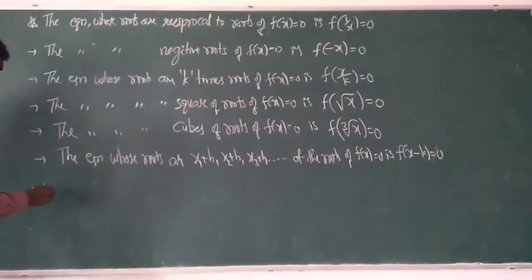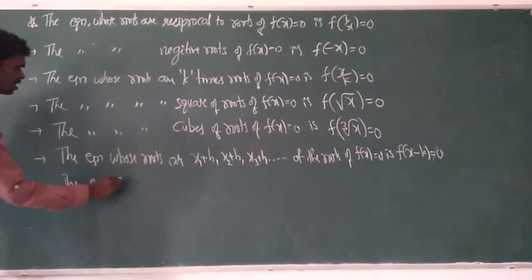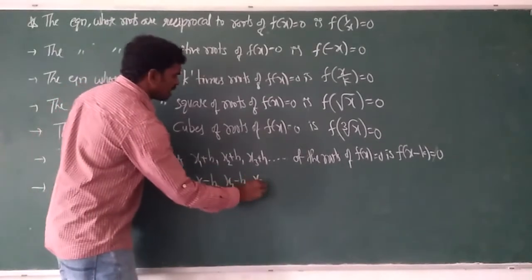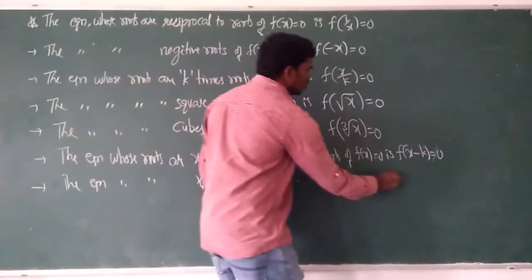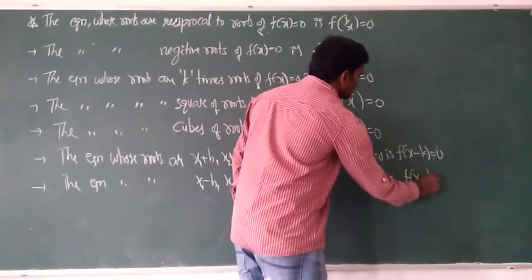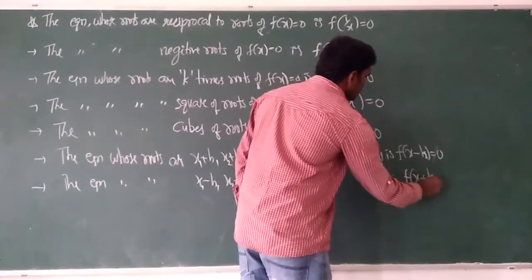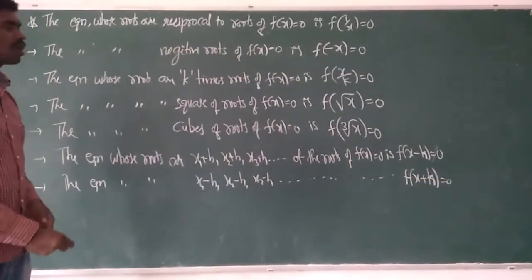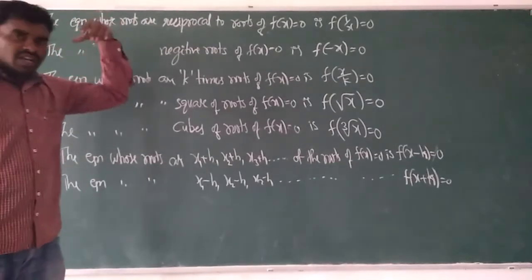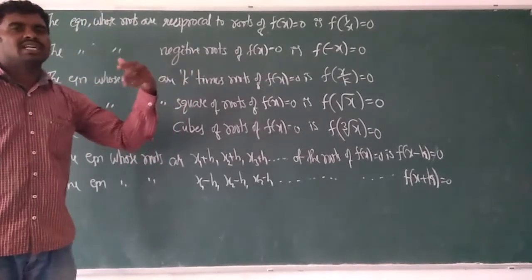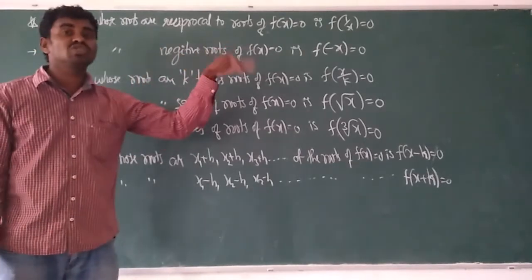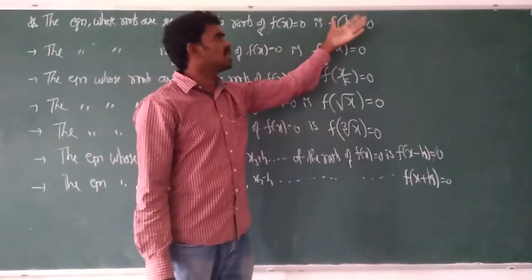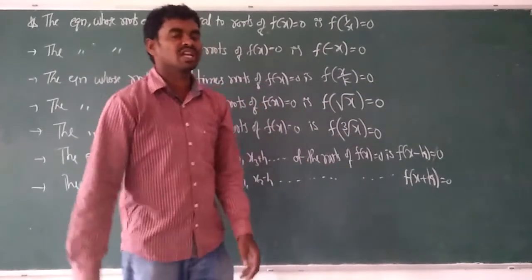Next, similarly, the last one is the equation whose roots are x1 minus h, x2 minus h, x3 minus h of the roots of f(x) = 0. Then it is what? Yes, very good. f(x plus h) = 0. Okay? These are the conditions which we use in the problems. See one by one. If an equation is given and you are asked to find the other equation whose roots are reciprocals of the given equation, then simply replace x by 1/x. f(1/x) = 0, and we get the answer.